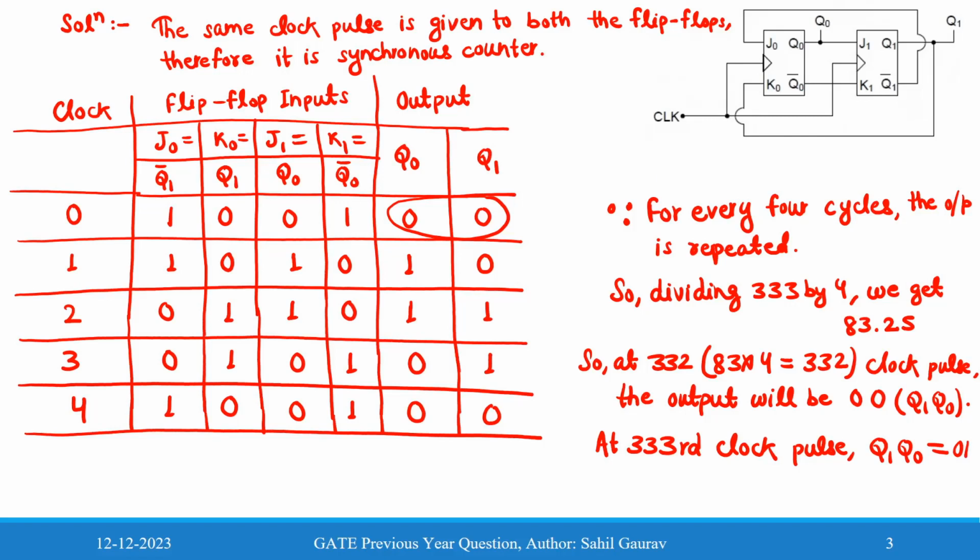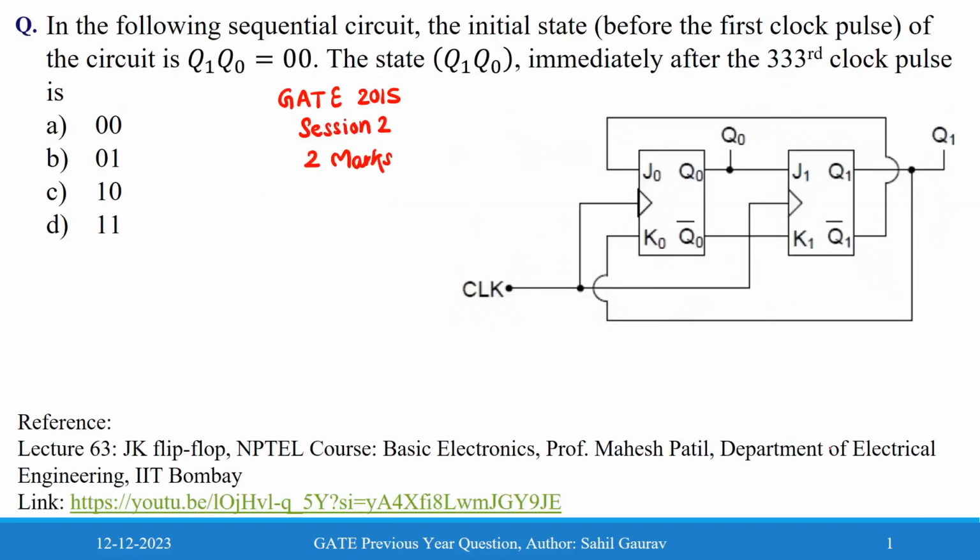So just take care of the things like we have in the problem it is asking about Q1 Q0, but here we have written Q0 first and Q1 in the second column. So just you have to take care. So if you are getting at 332 clock pulse, the output you are getting at 0 0, then after that you will get 1 0 as Q0 and 0 as Q1. So Q1 Q0 will be 0 1. So the correct answer for this problem is B. That's all. Thank you.